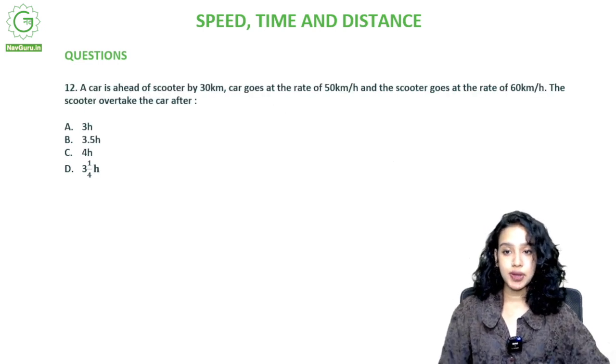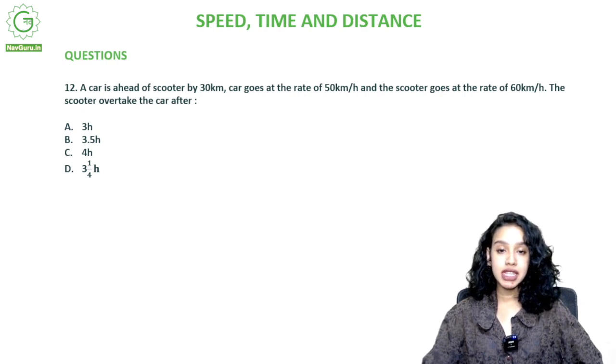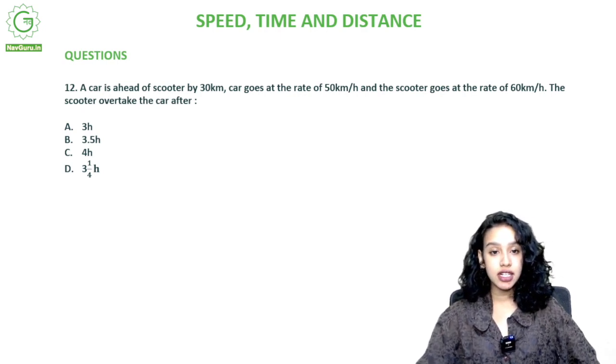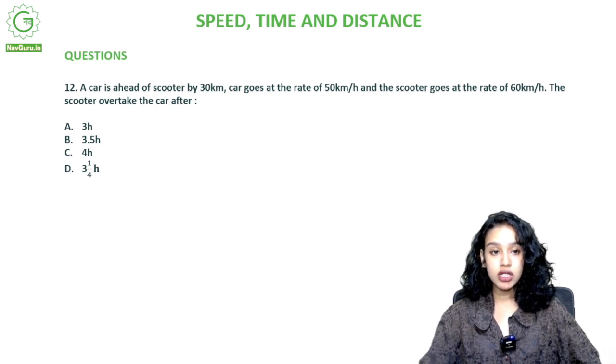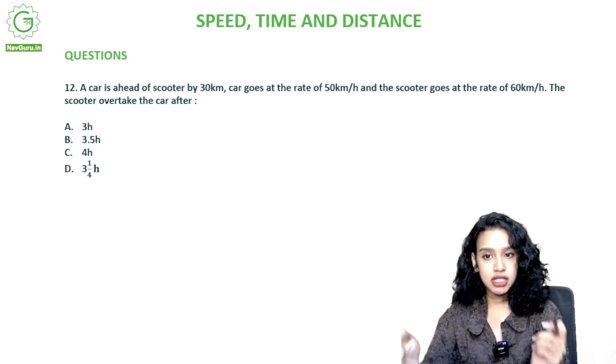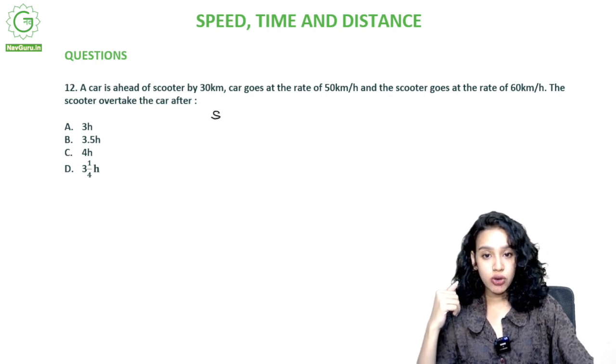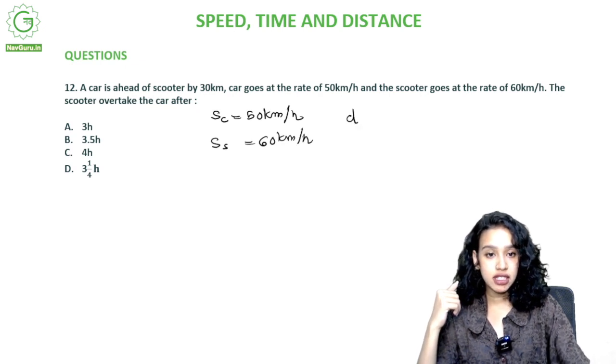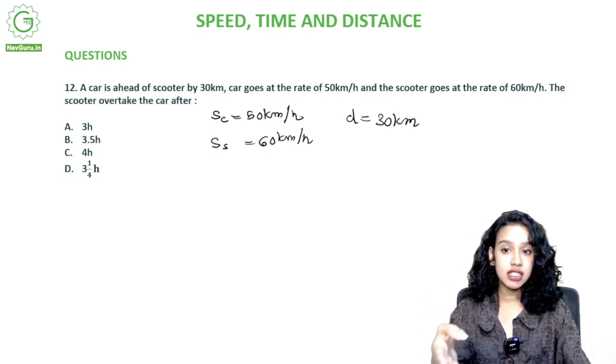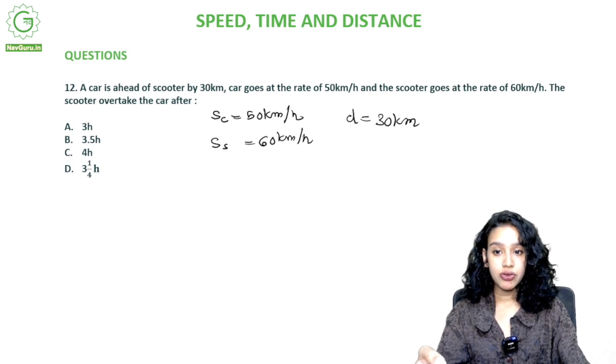Now let's move on to the next question. A car is ahead of a scooter by 30 kilometers. Car goes at a rate of 50 km per hour and the scooter goes at a rate of 60 km per hour. So the scooter overtakes the car after. So this is a question of relative speed, right? We have the speed of car is equal to 50 km per hour. We have the speed of scooter at 60 km per hour. We have the distance to be 30 kilometers. Now, we have to calculate the time which is taken for the scooter to overtake the car.